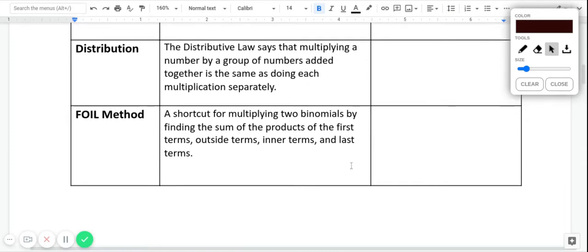Okay. So the distributive law says that multiplying a number by a group of numbers added together is the same as doing each multiplication separately. So I'm going to create an example here that we can see with actual numbers. I'm not going to put any variables in this one. But let's talk about Skittles. If I have 3 Skittles, and then you are very kind and you give me 4 Skittles. So I now have my original 3 plus your 4 Skittles. Awesome. I now have 7 Skittles, right?